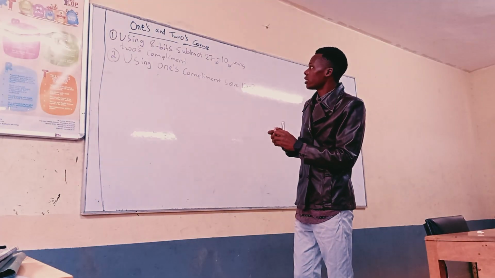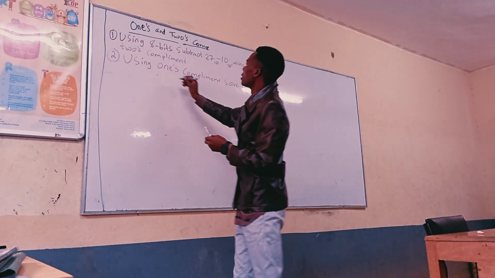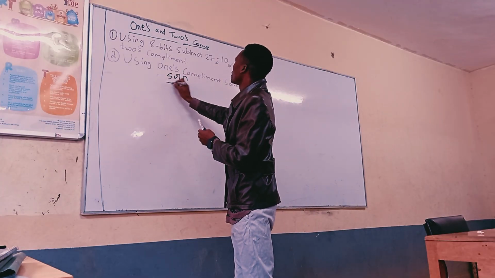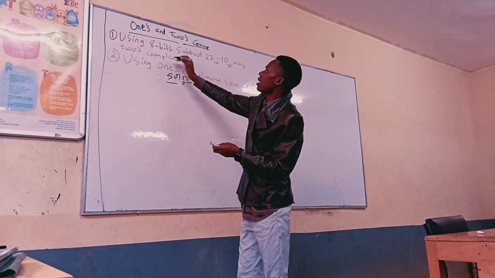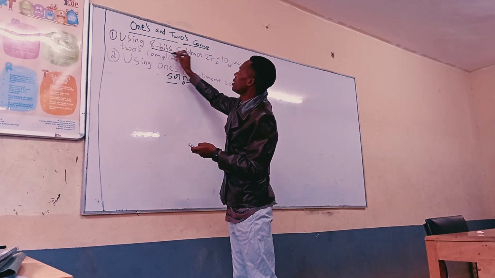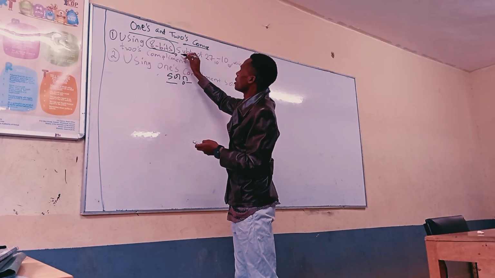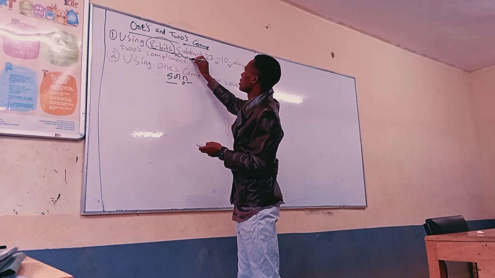Okay, let's finish with this one. So we're doing 1's and 2's complements. The first one, you iterate using 8 bits. So bits are characters.